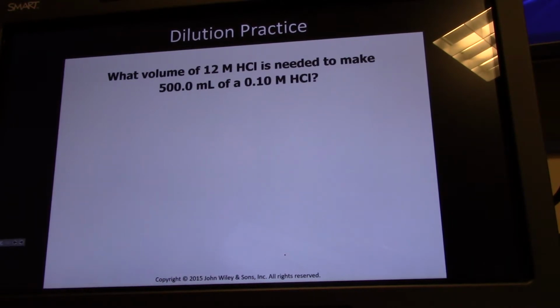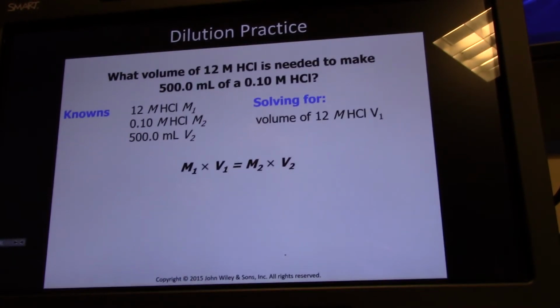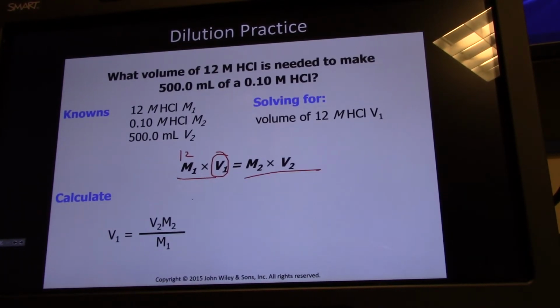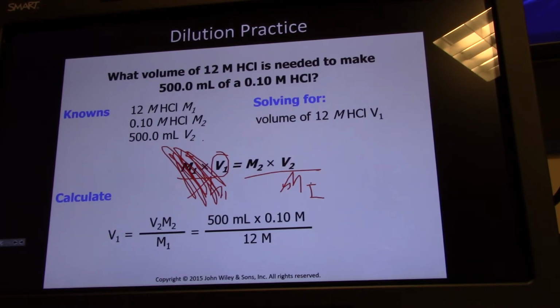So what volume of a 12 molar hydrochloric acid solution is needed to make 500 milliliters of a 0.1 molar hydrochloric acid solution? Well, again, M1V1 equals M2V2, and we are solving for the initial volume. How much of a 12 molar solution is needed to make 500 milliliters of a 0.1 molar solution? To solve for the initial volume, we divide each side by M1. Whatever you do to one side of an equation, you have to do to the other side. M1 divided by M1 is 1. Anything divided by itself is 1. Then we plug and chug, 4.2 milliliters.